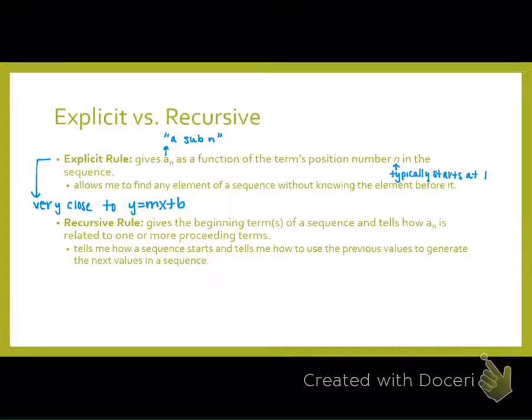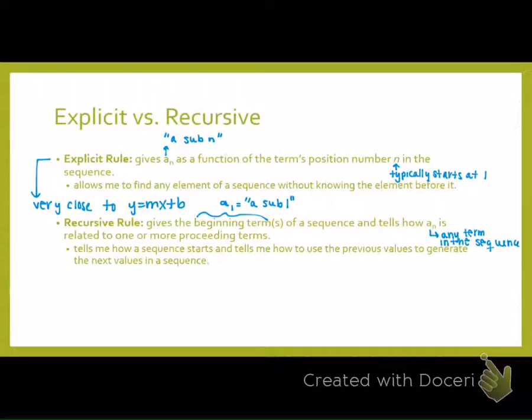So the recursive rule gives the beginning terms, usually the beginning term, which is known as a sub 1. This is read a sub 1. Oops, I didn't mean a parenthesis there. Sorry, guys. A sub 1 of a sequence, and it tells how a sub n is related to one or more preceding terms. So a sub n is any term in the sequence. You can replace n, so you'll be able to replace n to figure out the terms in the sequence.